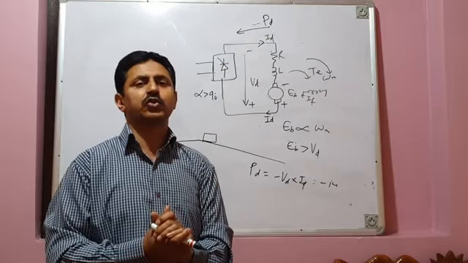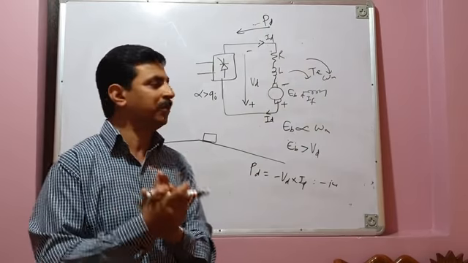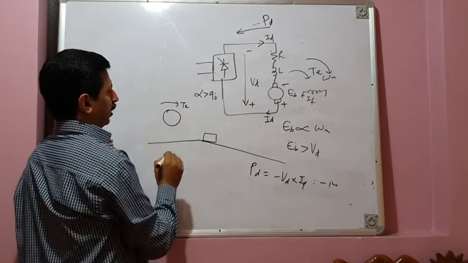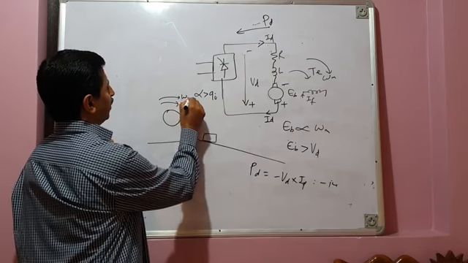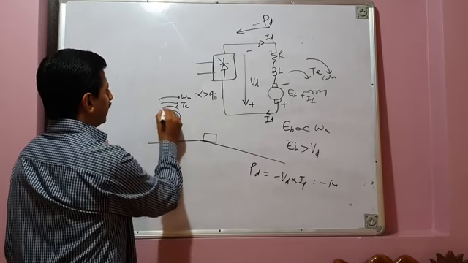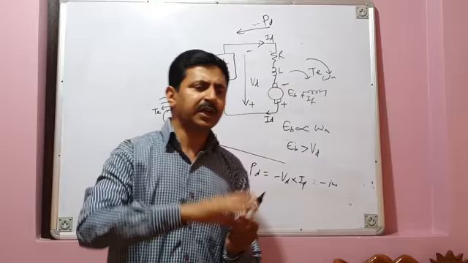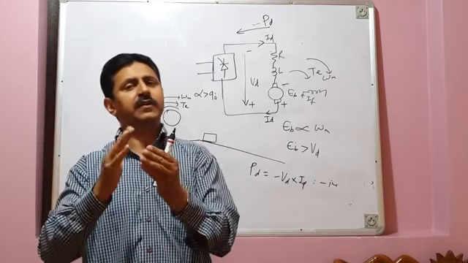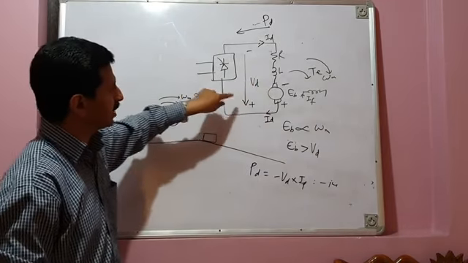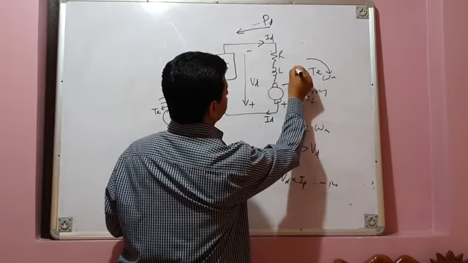From your machines course, you must have already been taught, and I hope you remember, that when the machine operates as a motor, it develops a torque in clockwise direction, and that causes speed in clockwise. When the same machine operates as a generator, the speed remains the same, but the direction of electromagnetic torque developed by the machine reverses. As a motor, the direction of torque is one; as a generator, it reverses. Since this machine operates as a generator in the inversion mode of operation, the direction of torque will reverse.